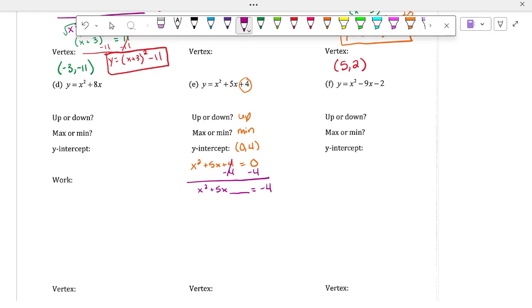Now, next thing I'm going to do is do my b over 2 squared. Now, an issue that you may notice that we may run into right here, that's an odd number. So we know it won't go evenly into 2. That's okay. We can have a fraction as part of our point. So if I do 5 over 2 all squared, that's the exact same thing as doing 5 squared over 2 squared, which is 25 over 4. So I'm going to add 25 over 4 to both sides.